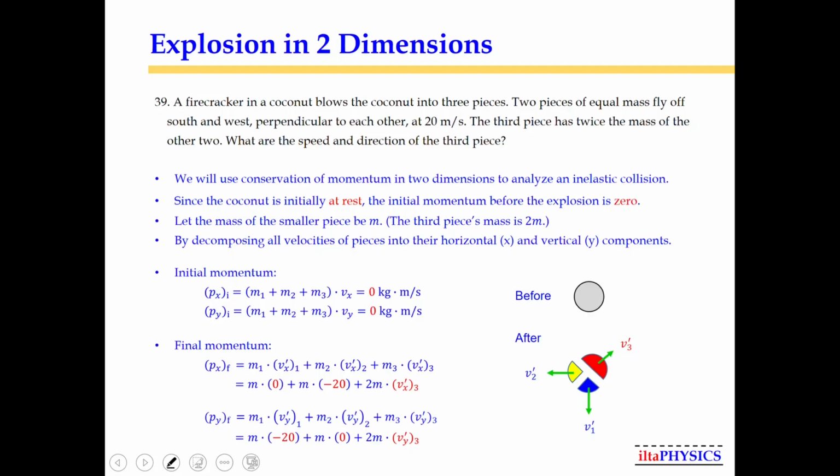Problem 39 is an explosion problem where a firecracker, which was originally one piece, explodes and splits into three pieces flying in different directions. Please pause the video for a moment, read the problem, and make sure you understand it.